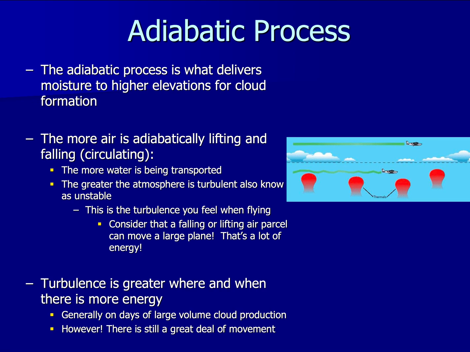This rotation then of lifting and falling air is what we call air turbulence. And we can really only generate clouds when we have a turbulent air body, where we've got lifting taking place. If there's no lifting, there's no cloud production.